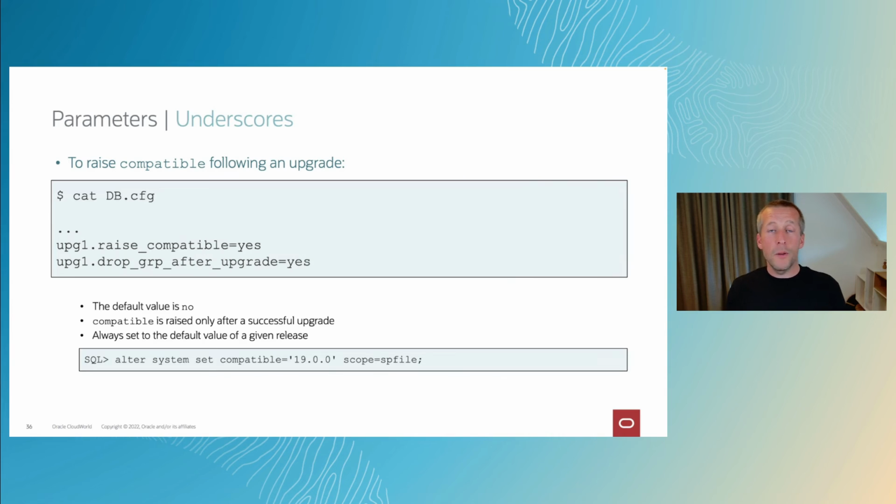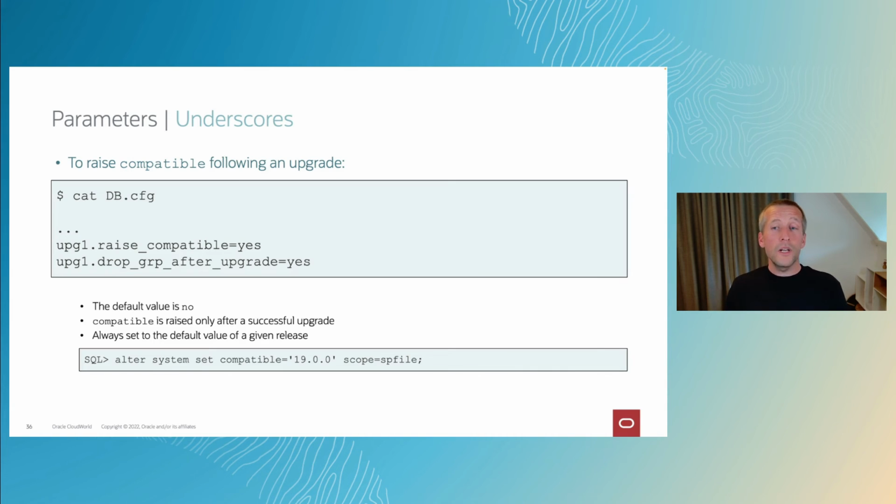There's a dedicated parameter for that in the configuration file called raise compatible. Set it to yes, and AutoUpgrade will then raise compatible to the default that you're upgrading to. When you're upgrading to Oracle Database 19c, it'll be 19.0.0.